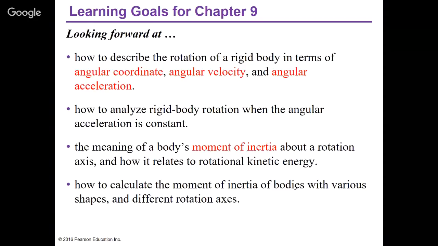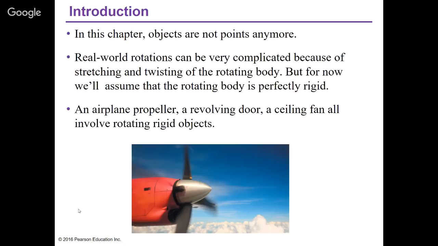We're going to talk about how to analyze rigid body rotation when angular acceleration is constant. We're going to talk about the meaning of the body's moment of inertia, which is an analog of mass, about a rotation axis and how it is related to rotational kinetic energy, and also how to calculate the moment of inertia of rigid bodies. Okay, so let's get started.